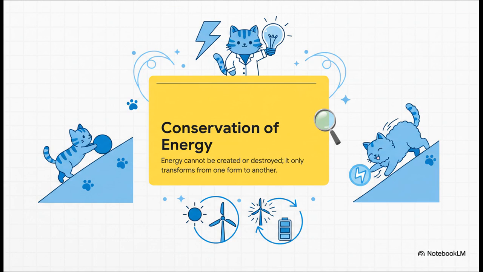Now this is one of the most fundamental laws in all of science. The total amount of energy in the universe is constant. You can't just make more of it, and you can't get rid of it. All you can do is change its form. Think about a ball at the top of a hill. It has potential energy, which then transforms into the kinetic energy of motion as it starts to roll down.